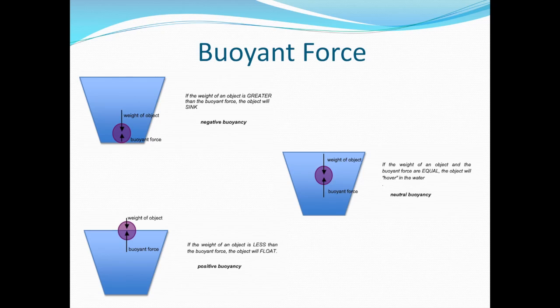Buoyant force can either be less than, greater than, or equal to the weight of the object. If the weight of the object is greater than the buoyant force, the object will sink, and this is called negative buoyancy. If the weight of the object is equal to the buoyant force, the object will hover, and it's called neutral buoyancy. Finally, if the weight of the object is less than the buoyant force, the object will achieve positive buoyancy and float.